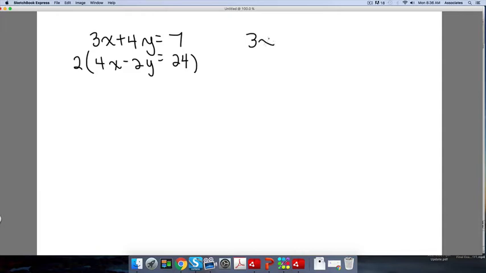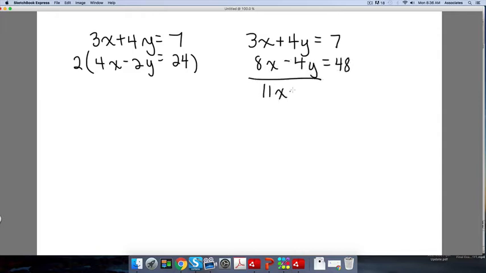So I get 3x plus 4y equals 7. I get 8x minus 4y equals 48. So I get 11x equals 55. Let's divide both sides by 11. So I get x equals 5. So in my answer, x is 5.